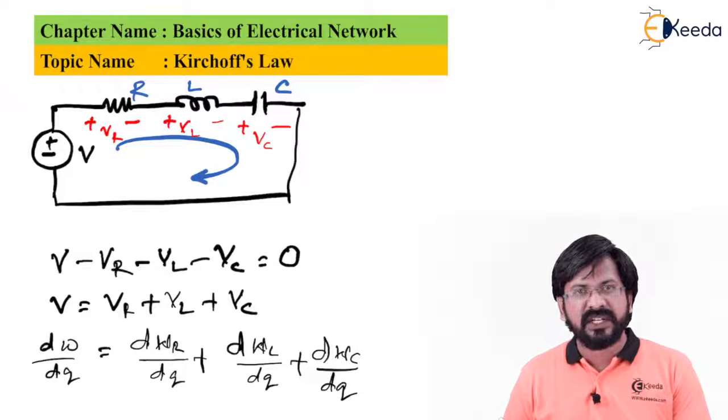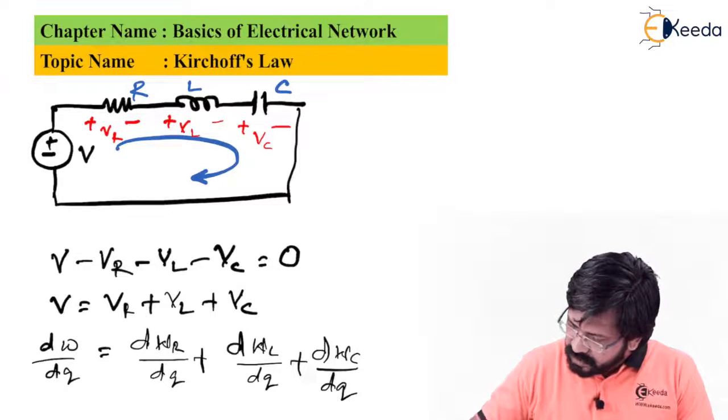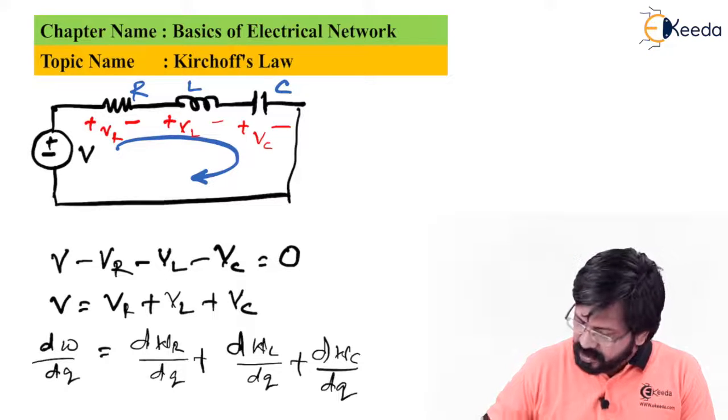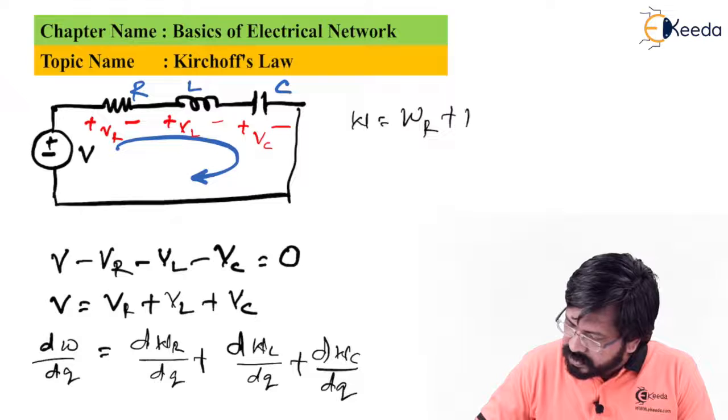Again, as we have seen in the previous slide, to remove the derivative sign, we can integrate both sides. So, applying integration on both sides, what I am supposed to get is W equal to WR plus WL plus WC.